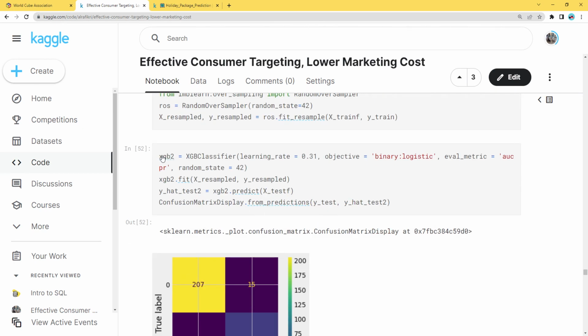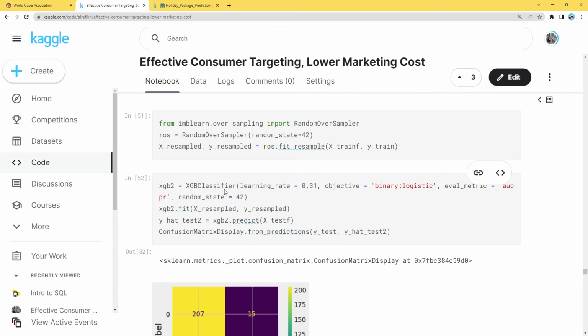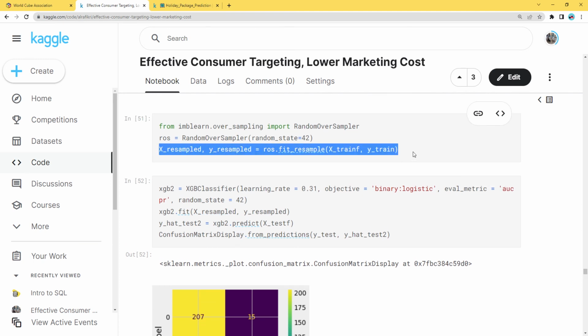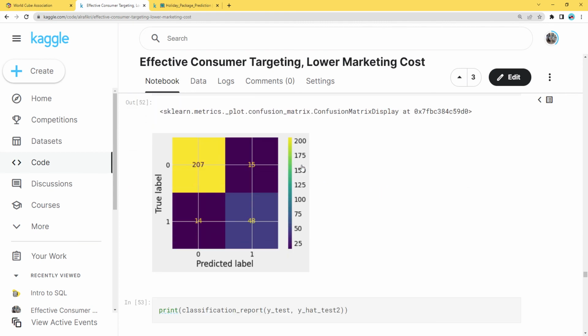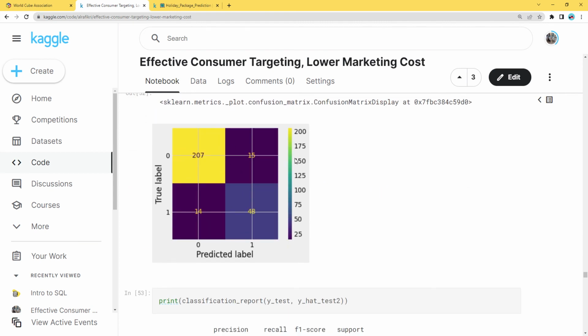But yeah, I tried to train the XGBoost using another train set, which is actually a resampled one. So I oversampled, so that the people that take the product and the people that don't take the product have the same ratio. I used random oversampling, and here's our model after we tried using another oversampled dataset. So it's kind of better, right?